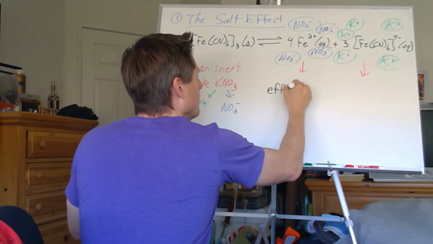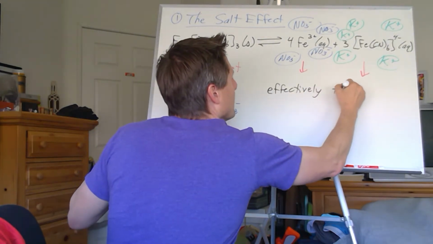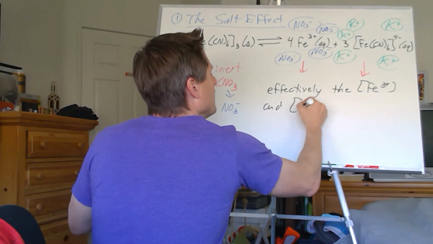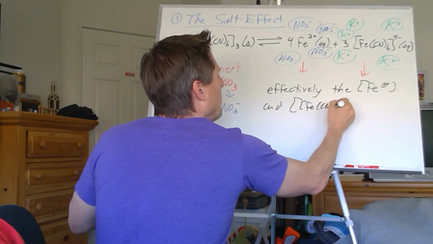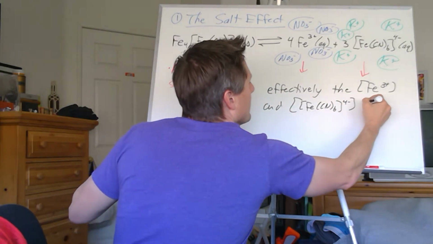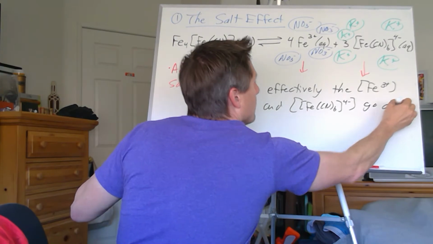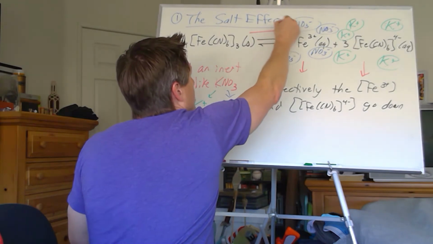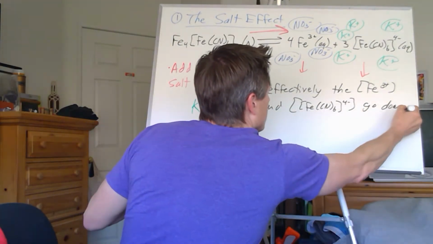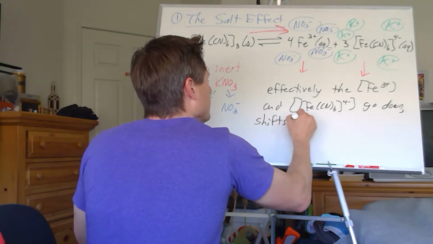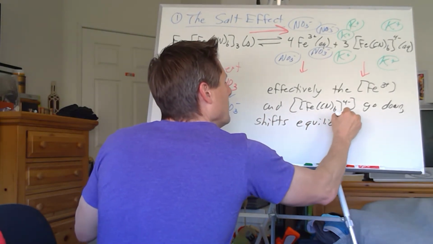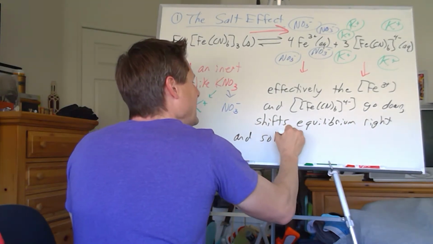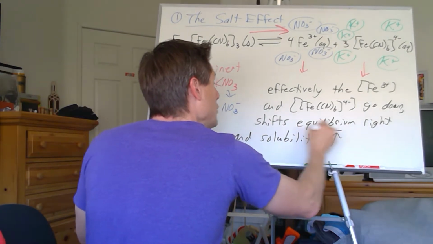So effectively, the concentration of the iron 3 ion and the concentration of the ferrocyanide ion, boy, I picked a tough one, didn't I? Go down. And what happens when you decrease the concentration? So says Le Chatelier's principle. That's going to shift right. So that shifts the equilibrium right, and the solubility increases. So nothing new here.